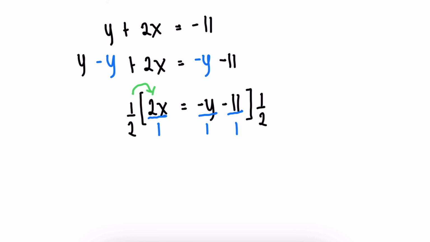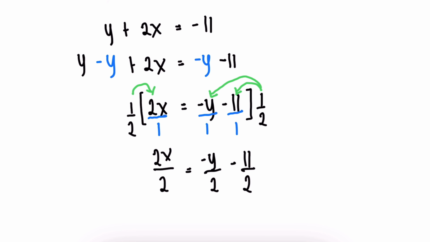Multiply 1/2 to 2x over 1, which is 2x over 2. Then, on the right side of the equation, distribute 1/2 to negative y over 1 minus 11 over 1. 1/2 multiplied by negative y over 1, that is negative y over 2. 1/2 multiplied by negative 11 over 1, that is negative 11 over 2. The resulting equation now is 2x over 2 is equal to negative y minus 11 over 2.